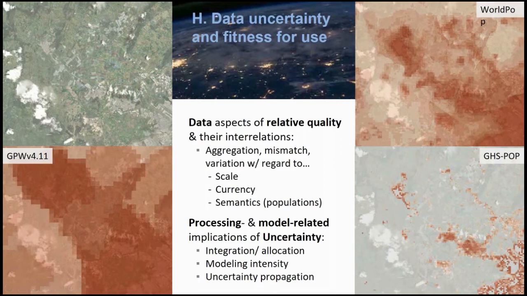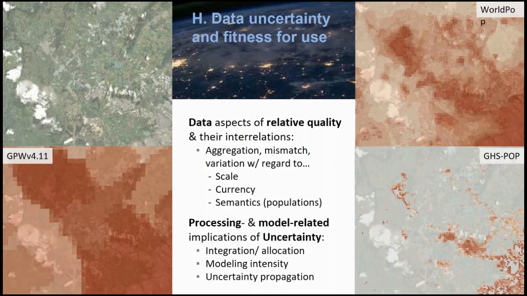And finally, the processing and model-related implications of uncertainty, data integration frameworks, and population allocation methods, as we described them in this session, they have consequences. Depending on the modeling intensity, I might have robust estimates, but I might also not be able to make good statements about the quality of these estimates. They are still at very fine resolution, but based on the input data and the ancillary data available, the estimates might actually have high local errors.